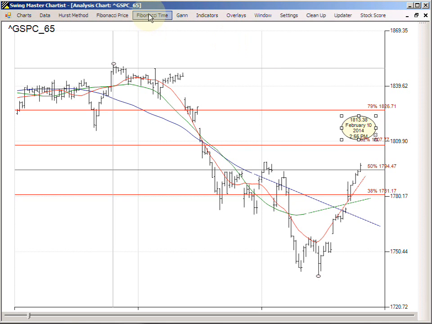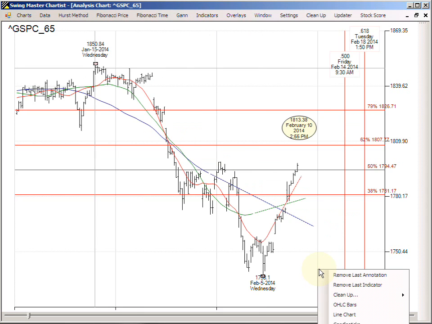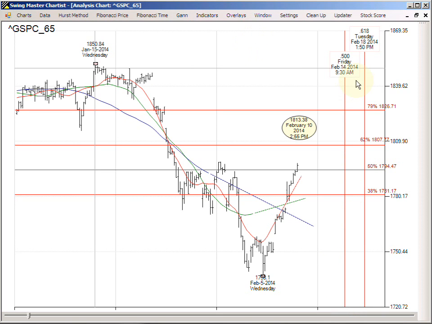And let's just do a quick Fibonacci time retracement. We'll do it from the high on January 15th to the low on February 5th. And our expectation is that because 50% retracement would be the minimum that we would normally expect on a wave 2, we expect the retracement to go until Friday, February 14th.